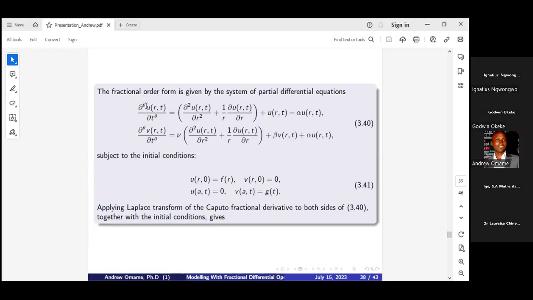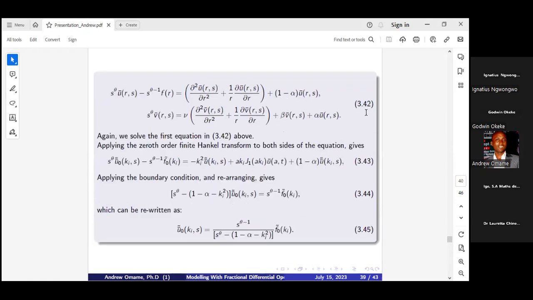Here theta is our fractional derivative. So I'm going to apply the Laplace transform of the Caputo derivative to both sides of equation 3.40, together with the initial condition which is given to me. If I apply it, I'm going to have the expression given in 3.42. If you take the Laplace transform of the Caputo derivative, remember, I'm applying the Laplace transform in t.